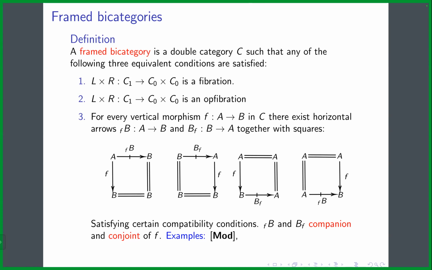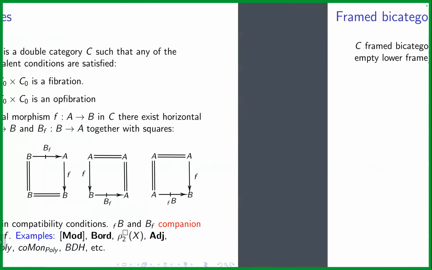An example of a frame bicategory is bracketed Mod, the double category of morphisms, the fundamental double groupoid of a filtered topological space, the double category of adjoint pairs, the double category of structured cospans on a category C, the double category of polynomial functors, the double category of polynomial comonoids, BDH, etc. So we have a bunch of interesting examples of frame bicategories.